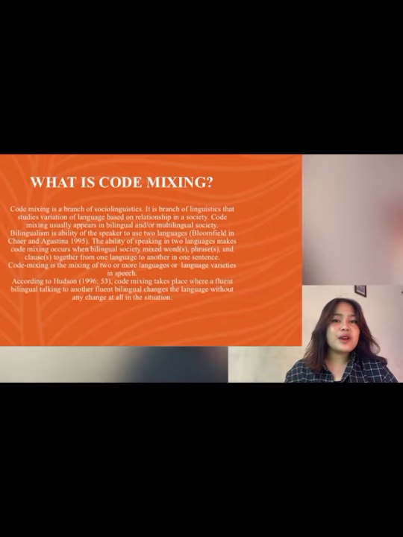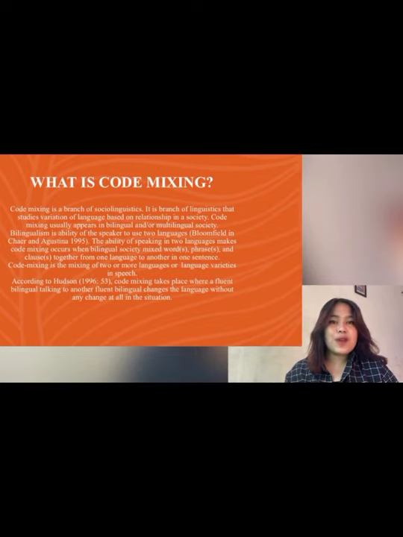Code mixing is a branch of sociolinguistics. It is a branch of linguistics that studies variation of language based on relationship in society. Code mixing usually appears in bilingual and or multilingual society. Bilingualism is the ability of the speaker to use two languages (Bloomfield, Inshire, and Agustina, 1996).